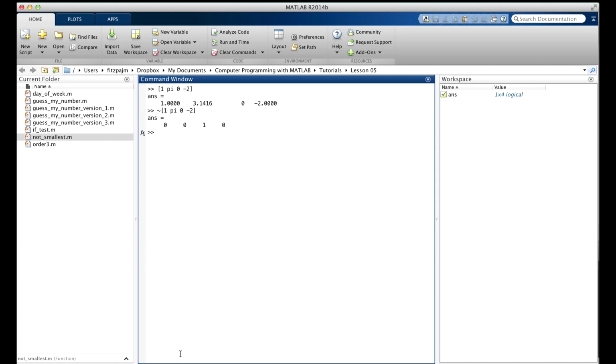That's what happened here. The non-zero numbers 1, pi, and minus 2 represent true, so they're changed to false in the form of a 0. And the 0 here is changed to a 1. Since not operates on individual elements of an array, it's an array operator. Now let's try the AND operator with arrays.